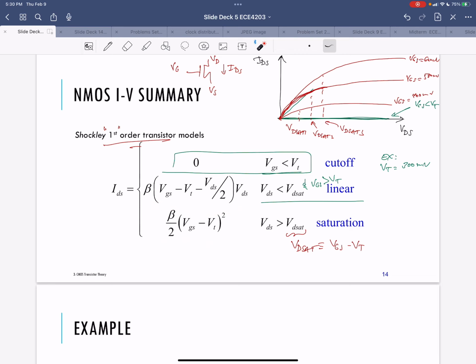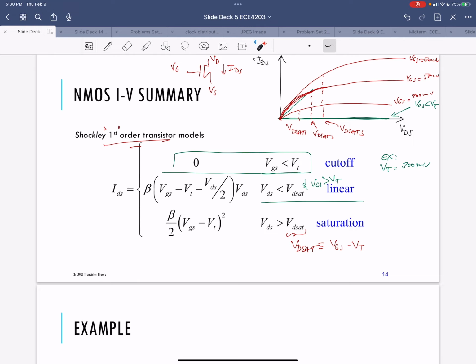And notice there's no dependence on VDS here. Where is VDS in this? I don't see it. Meaning that there's a flat line as I'm changing VDS once I'm in saturation. This current is not changing as I change VDS. But it is very strongly dependent on the VGS value. It's a square law dependence on VGS minus VT, the gate source voltage, which is a pretty strong dependence.